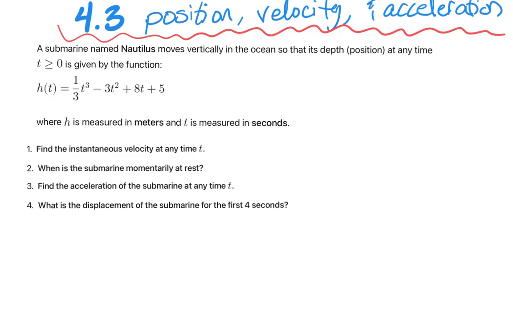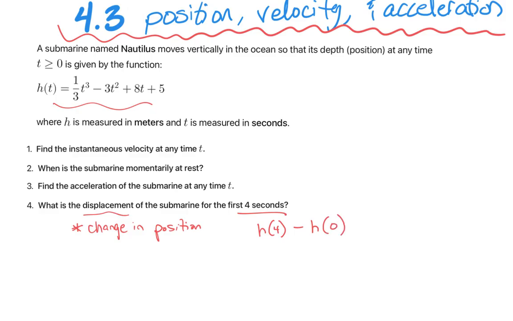Next example. What is the displacement? The displacement, not really much of a calculus question here. Displacement is just our change in position. It's not really a calculus question because we're given the position formula. I just want to know over the first 4 seconds how far did I move? What was my position at 4 seconds? And we'll find the difference of that and our position at 0 seconds.